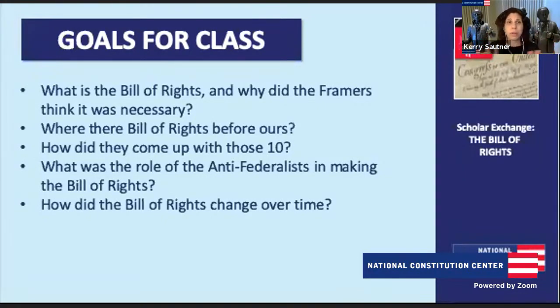Here are some of the goals that we wanted to make sure we go over in this class. First of all, what is the Bill of Rights? What is it actually? And why did the framers think it was necessary? Was there a Bill of Rights before our Bill of Rights, at around the Constitutional Convention, a little bit after? And how did they come up with those 10? Why is it those 10 amendments?